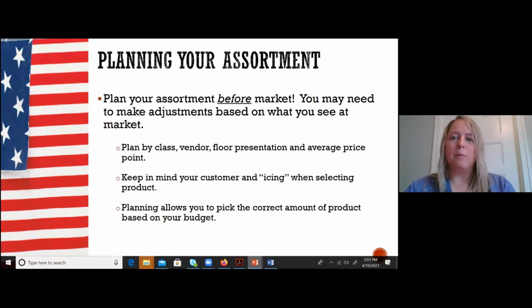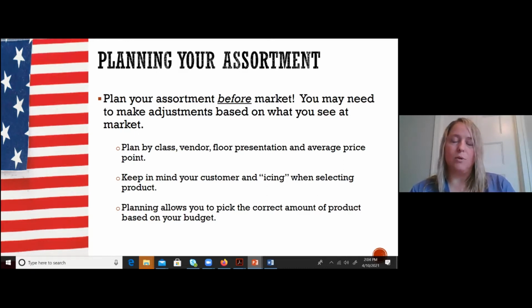So when we're talking about planning our assortment, we need to make sure that we plan our assortment before you go to market. And you may need to make adjustments based on what you see at market once you return from market. So when you go to market, you're going to plan by class, vendor. You're going to consider your floor presentation, your average price point for your target market. And you also want to keep in mind products called icing when you select your products.